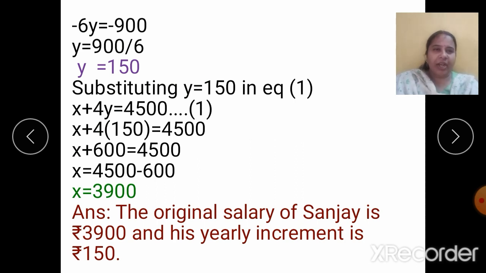X was nothing but original salary. Y was nothing but annual increment or yearly increment. So final answer is original salary of Sanjay is rupees 3900 and his yearly increment is rupees 150. I hope all the steps of this sum are clear to you. Let us move to the next question.